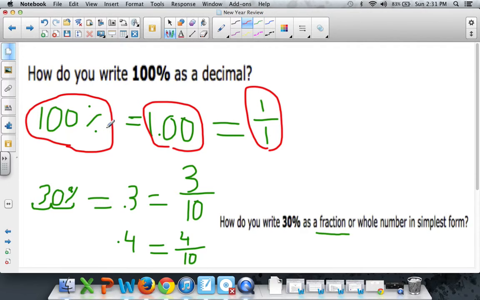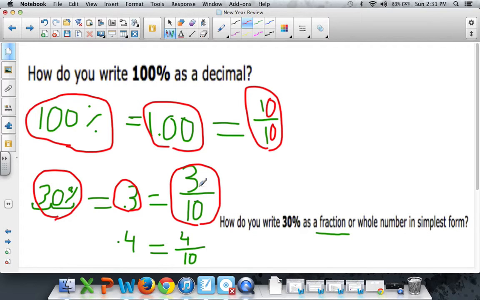Once again, look at the different representations of the same thing. 30% is 0.3. 100% is 1.00. 30% is 3 over 10. 100% is 1 over 1. It could also be 10 over 10, as long as that numerator is the same as that denominator. See, 30% isn't everything, so that's why it's only 3 out of 10. But 100% is everything, and that's why it's 10 out of 10. Maybe that's a good way to look at it.